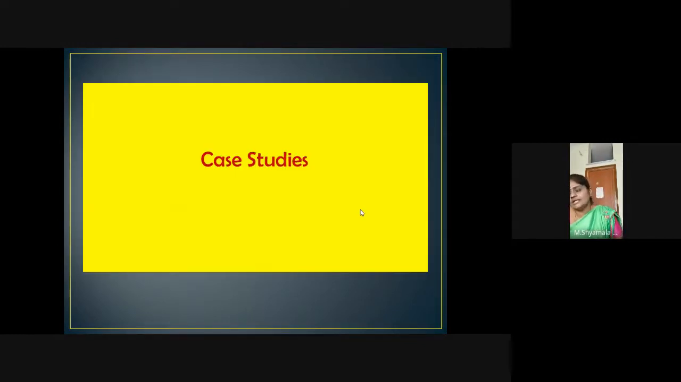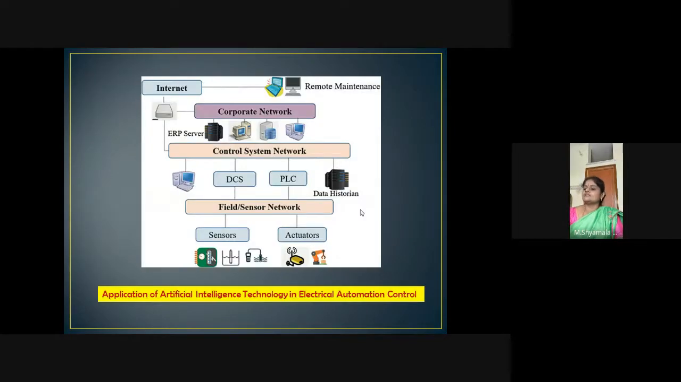So with this introduction, with this content, we'll go to some case studies of application of AI in electrical systems. This is an application of artificial intelligence technology in electrical automation and control. So in the case of automation and control, the process has to be automated by itself, and also the control has to be applied on it in real time, from time to time, in order to achieve the required performance.